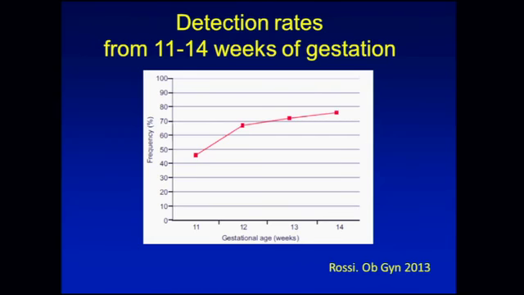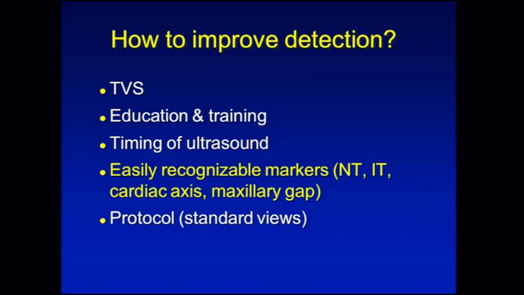What about the timing of ultrasound? Now, gestational age is important. We can see from this graph that the detection rate increases from 11 weeks to 14 weeks gestation. It is a little bit difficult to evaluate fetal anatomy at 11 weeks, but it is much easier to assess the 13 to 14 week fetus. We also look for easily recognizable markers to identify the high-risk group, and I will be discussing NT and IT.